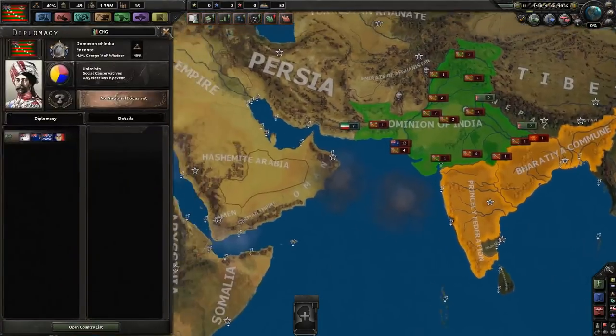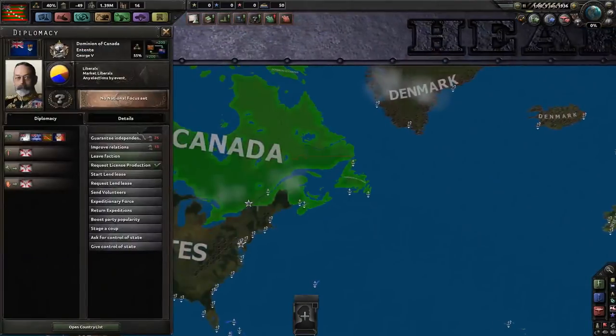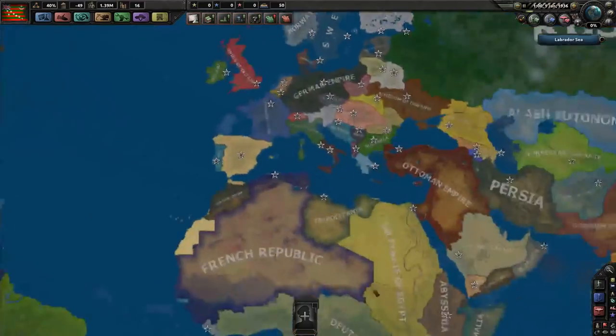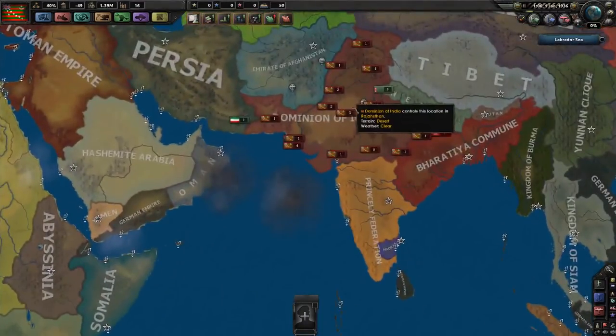Which, incidentally, if you did want to play that kind of a game, you could leave them immediately if you wanted to. But you're going to want to stick around, because the Entente is the best thing that you have going for you.